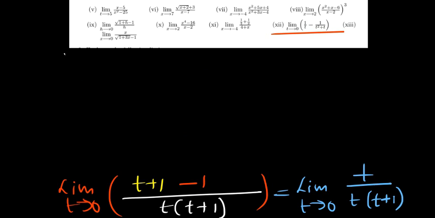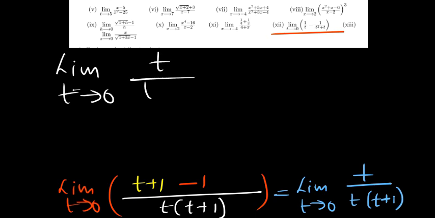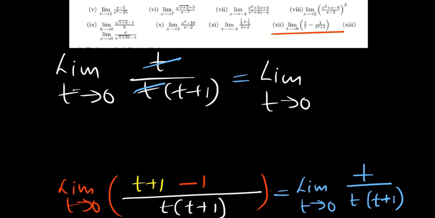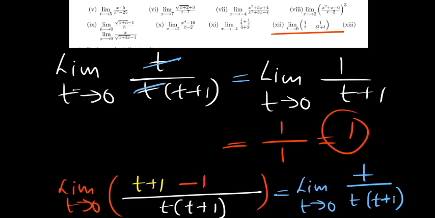So we have the limit as t approaches 0 of t over t times (t plus 1). So this can divide, and you now have the limit as t approaches 0 of 1 over t plus 1. And then you can gradually substitute. You're going to have 1 over 0 plus 1, so it's the 1. So you just have the 1 as the result.